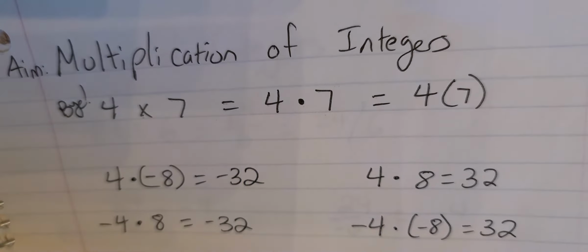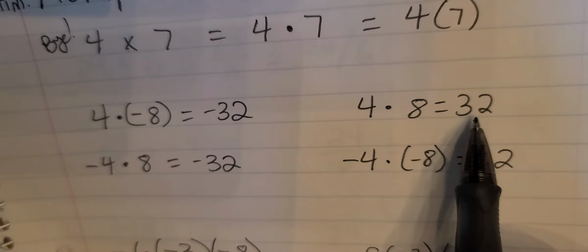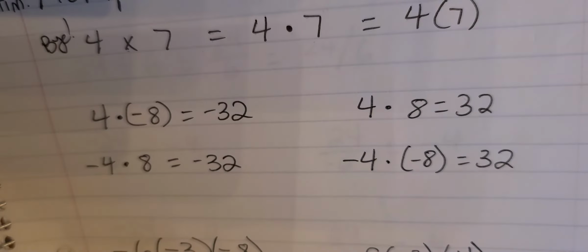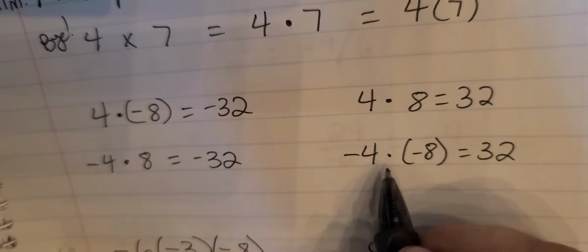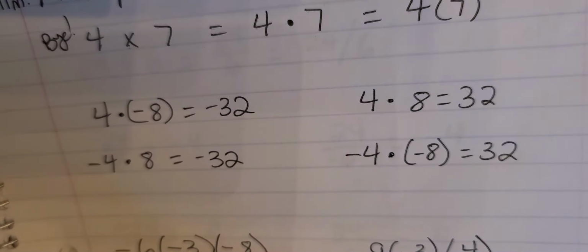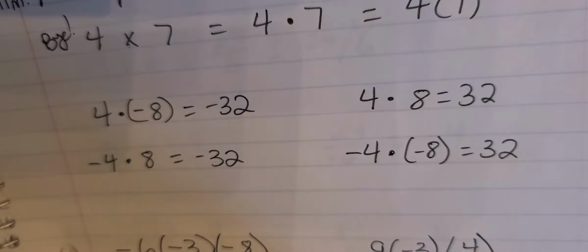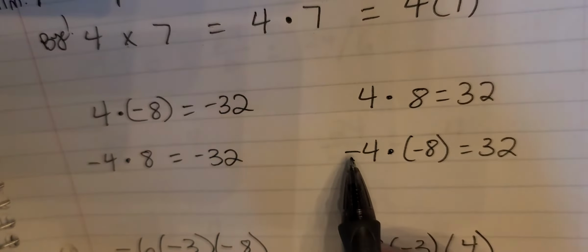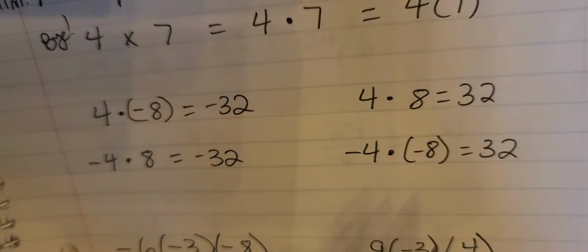Now let's look at some examples of what happens when we start throwing integers in the mix. Here's our positive example. 4 times 8 is 32. Great. If I have a negative 4 and I have a negative 8, I wind up with the same exact answer. So a positive times a positive gets me a positive. A negative times a negative also gets me a positive. Now, in real life, 2 wrongs don't make a right. 2 bad things don't make a good thing. But in math, 2 negatives do make a positive.